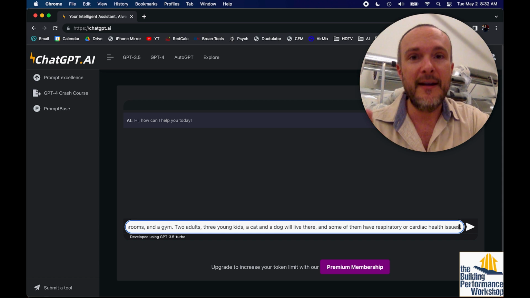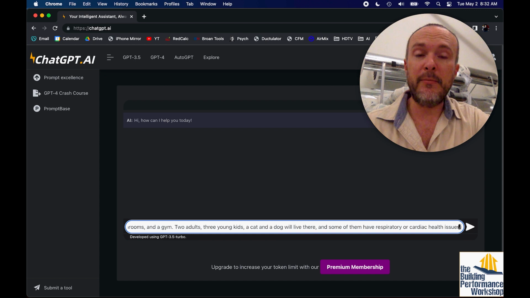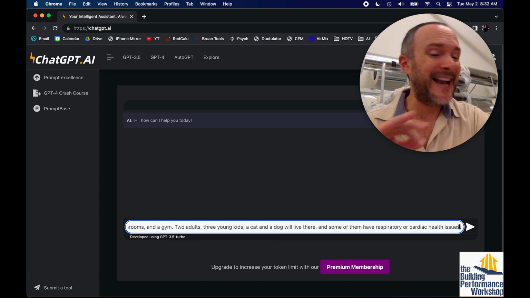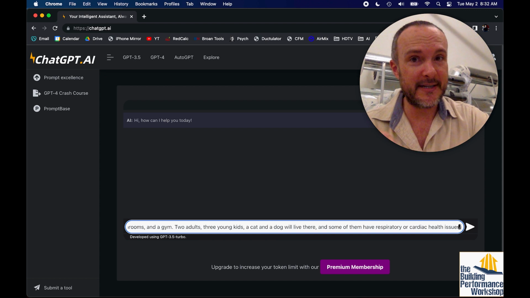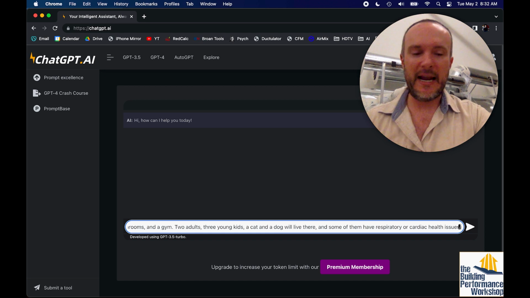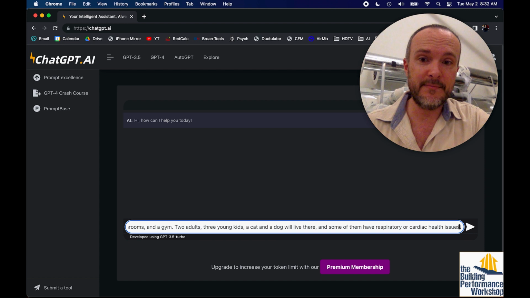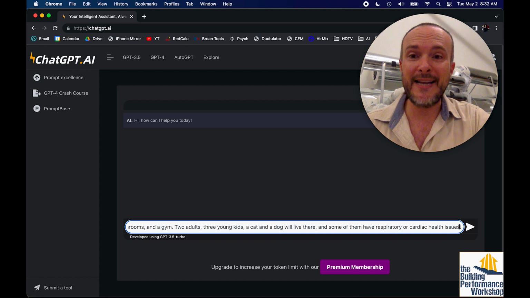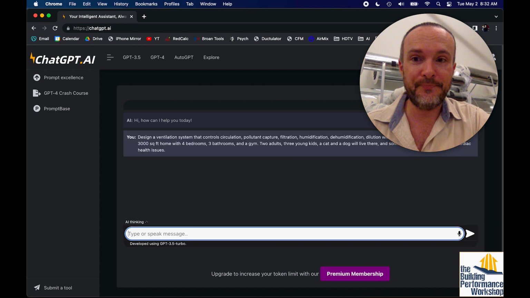And by the way, the main symptom of air quality problems that are having a health effect on you is not respiratory. It is cardiovascular, because the particles get into your blood system and then they kind of wreak havoc there. So I'm going to press return. And we're going to wait and see how long this thing takes to do its job.